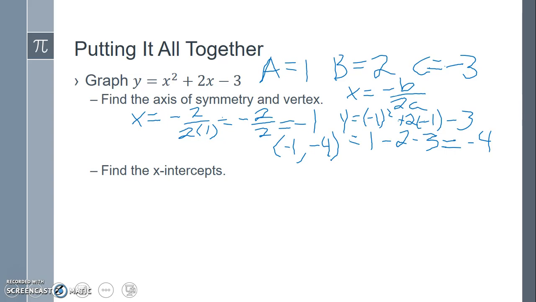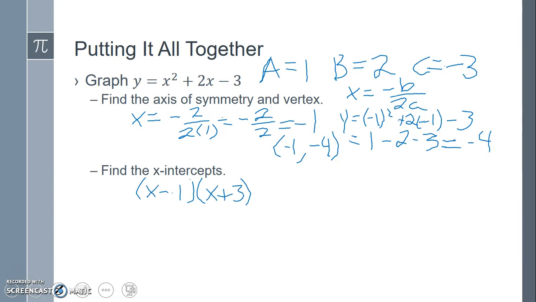Okay. Next step, we're going to find the x-intercepts. And we talked about most recently in class how to do this. First we factor, so we're going to factor out our x squared plus 2x minus 3, so we need two numbers that multiply to give me negative 3, but add to give me 2. And those two numbers are going to be negative 1 and a positive 3.